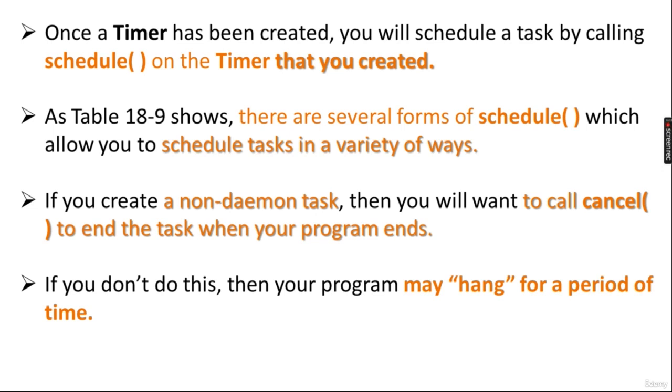Okay. So there are two types of task. One is daemon task and second is non-daemon task. A daemon task performs its execution only as long as your program is being executed. After your program terminates, your daemon task will also terminate. But non-daemon threads will be executed even after your program is finished. So for a non-daemon task, you have to call the cancel method on that task. If you do not cancel, those threads or tasks will run in the background, and then your program will hang or go into an infinite loop or it may crash for a period of time.